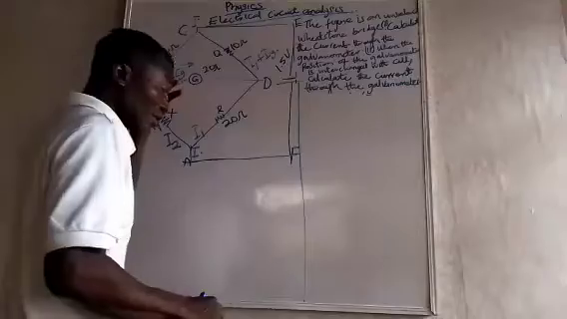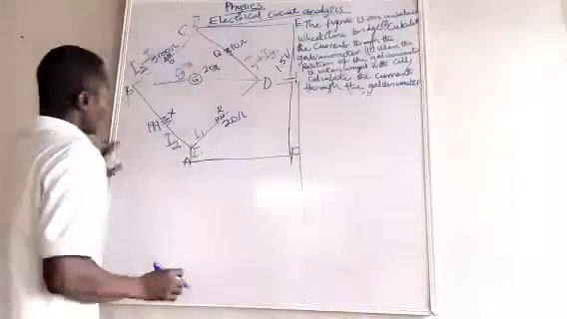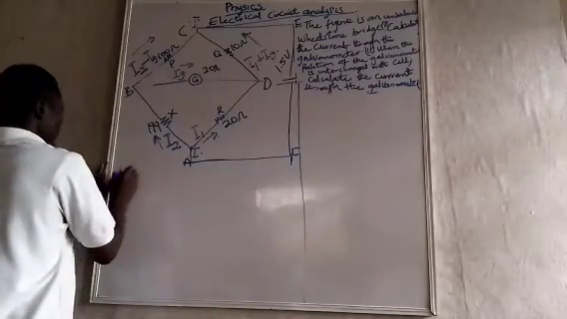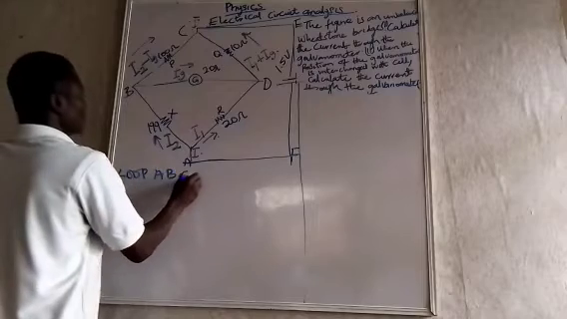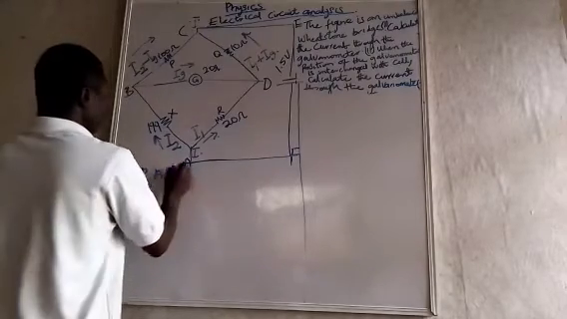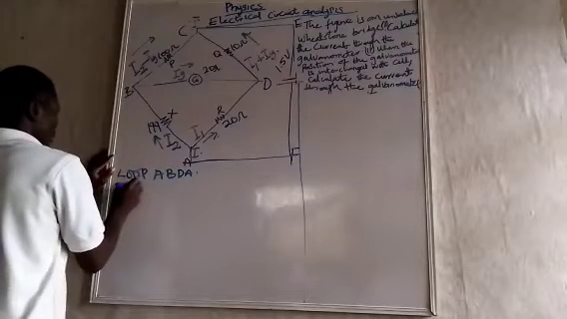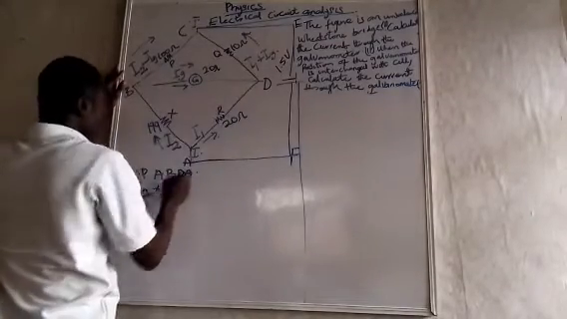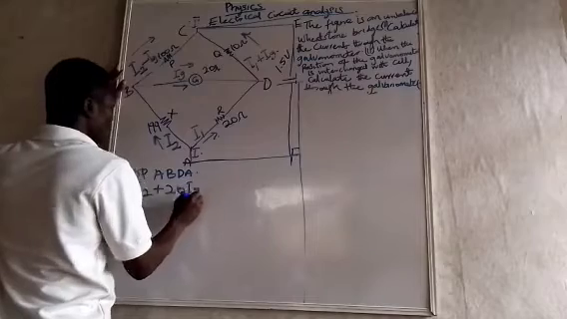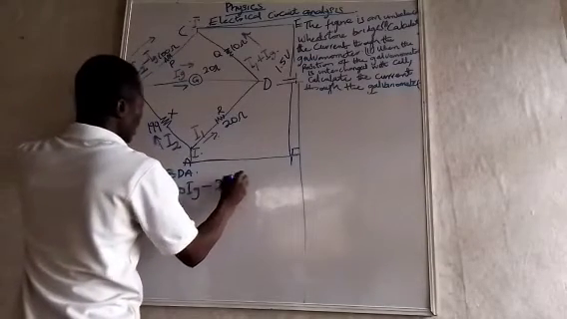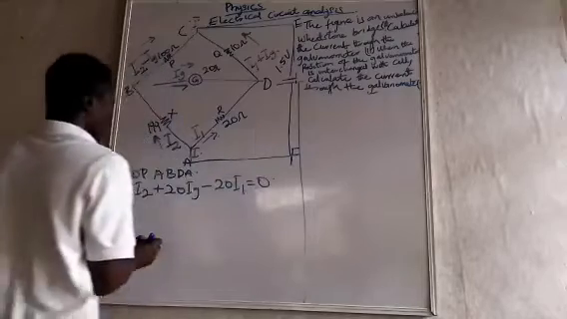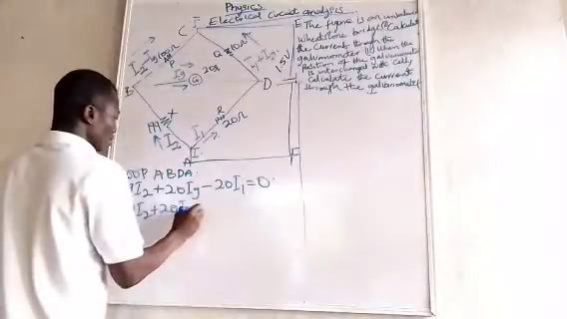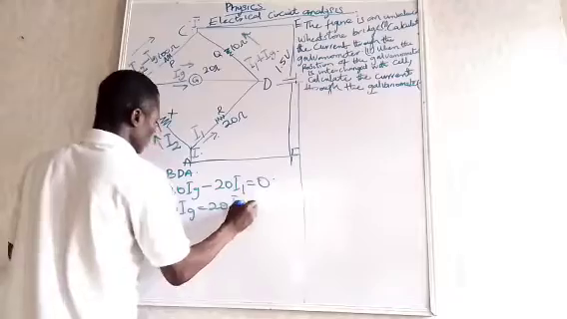Now, we have analyzed the flow of the current using Kirchhoff's law. That's the first law. Now, let's look at the loops. Let's look at loop ABDA. So I can now say 199 I2 plus 20 IG minus 20 I1 is equal to 0. So I can easily say 199 I2 plus 20 IG is equal to 20 I1.